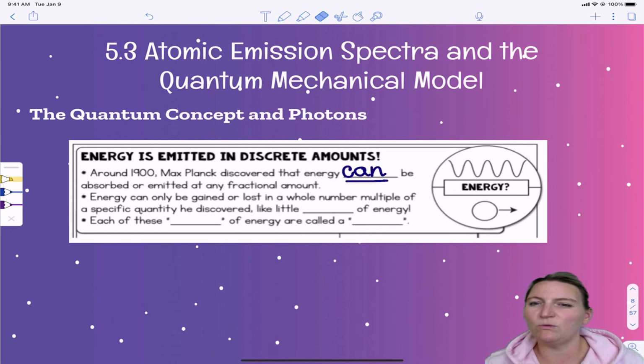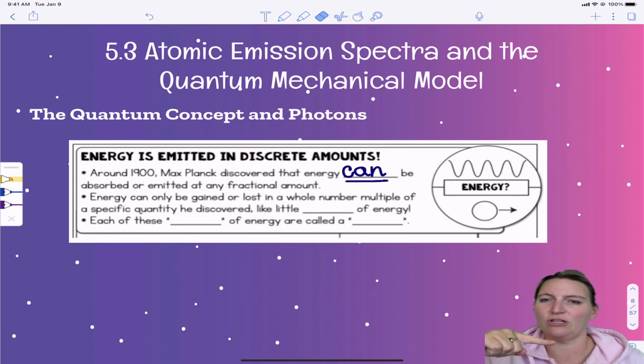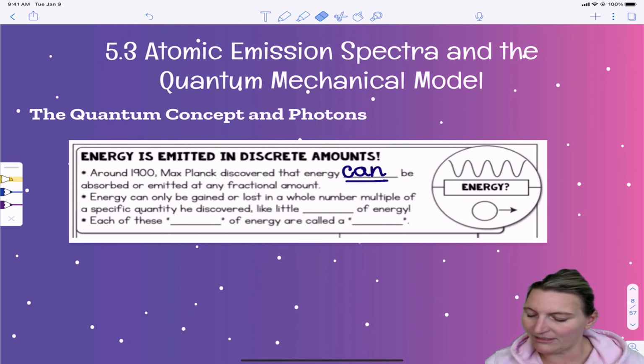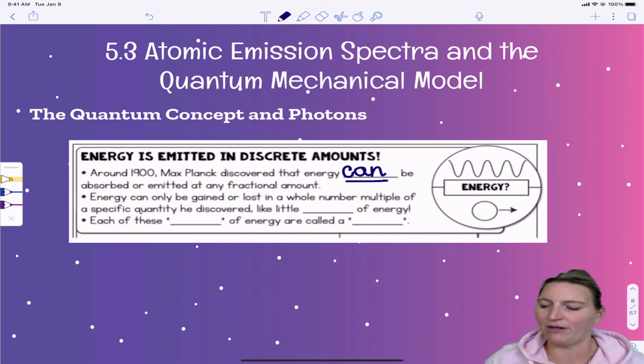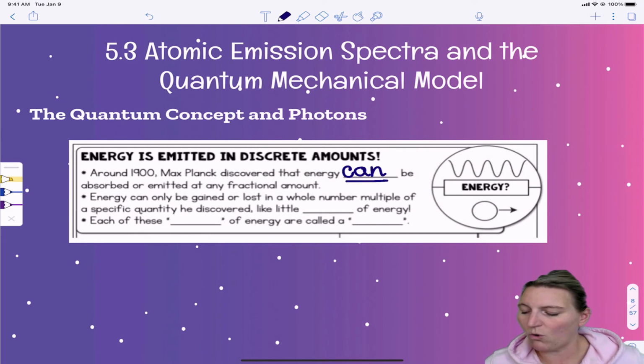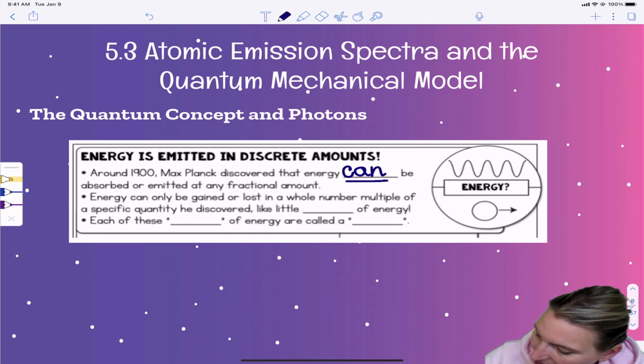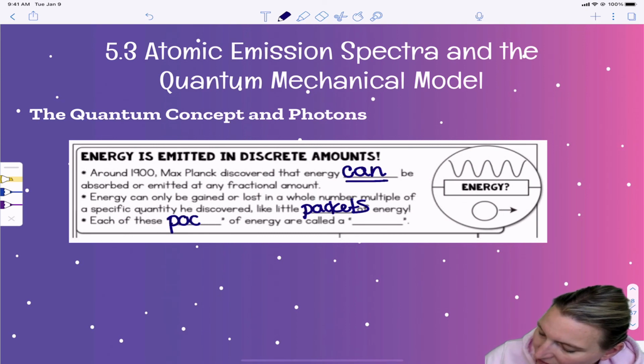If you were to zoom in, you would see that it actually doesn't. On an incredibly small level, the amount of energy jumps from here to here. And it's actually a complete jump. And those individual amounts of energy that can be absorbed, that is what he termed a quantum of energy. So energy can be gained or lost in whole number multiples of a specific quantity. And they were like little packets of energy. And yes, these packets of energy he called a quantum.